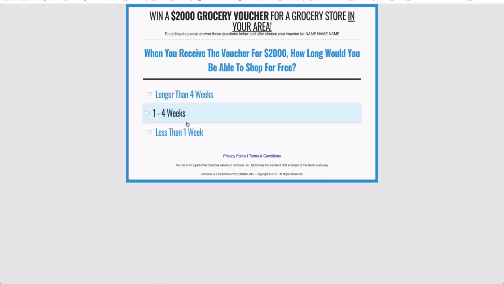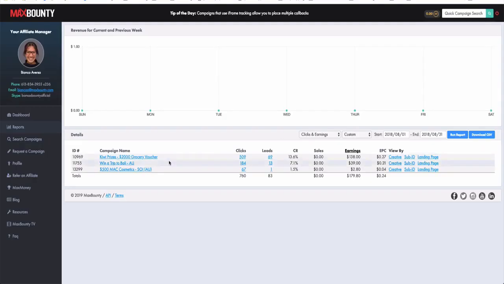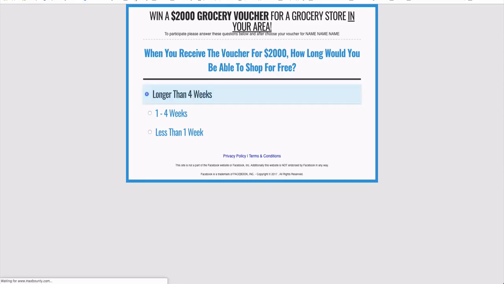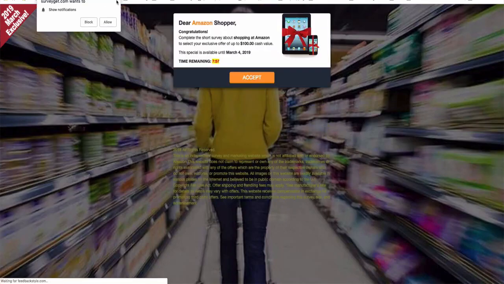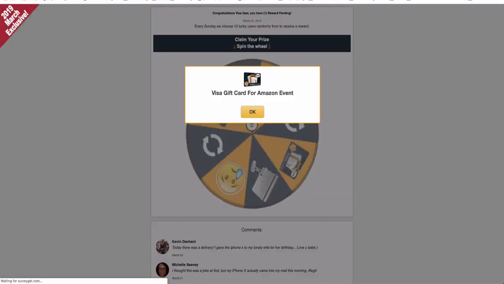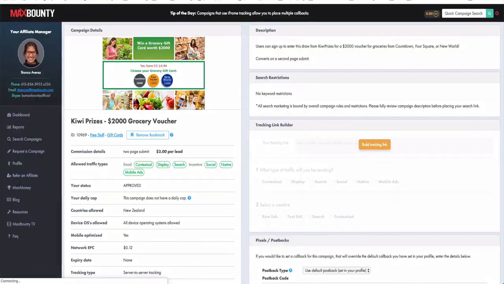So once we do this last one, it redirects them to this offer. This is not going to work for me. If I do this, it's not going to work because I'm not in New Zealand, so it's going to block me from seeing that offer. So let's get out of there. But essentially that's how it works. Then they get redirected to this page, they enter their email address, and then we get paid $2.